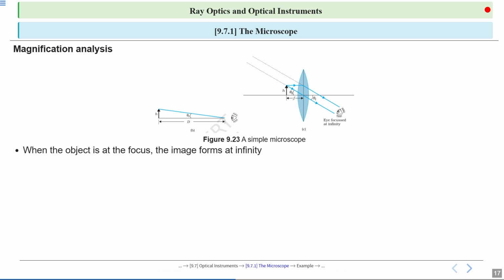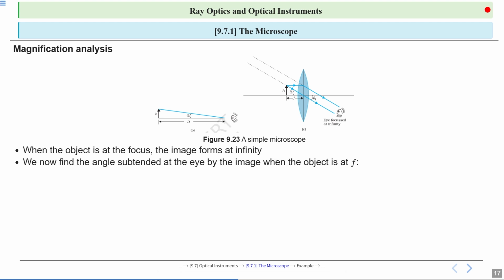When the object is placed at the focal point of the lens, the image is formed at infinity. This is an important concept because it allows the eye to view the image without strain. As the eye is relaxed when looking at the object at infinity, the principle is key to how microscopes enhance our ability to see the small details.